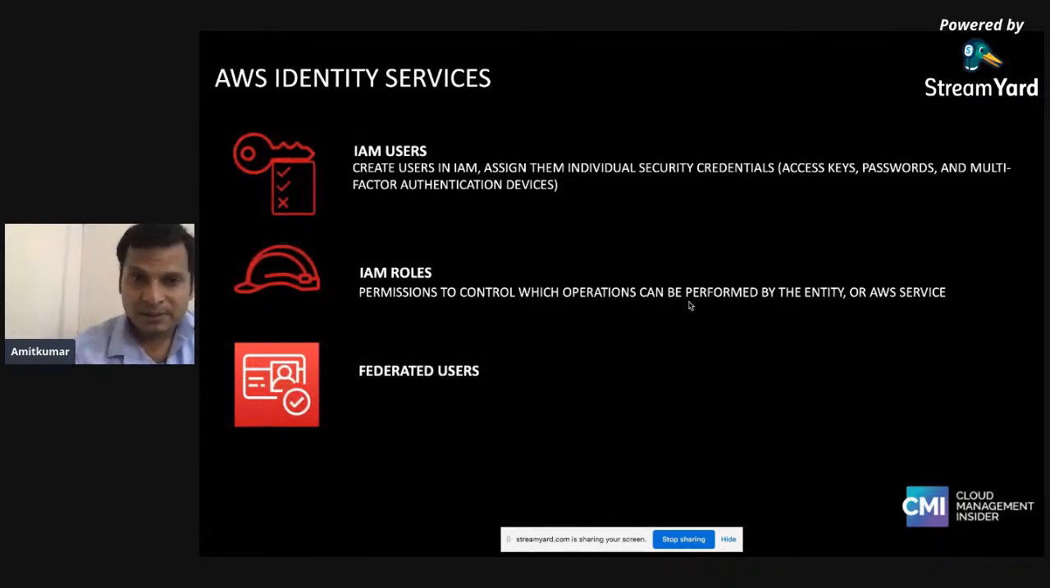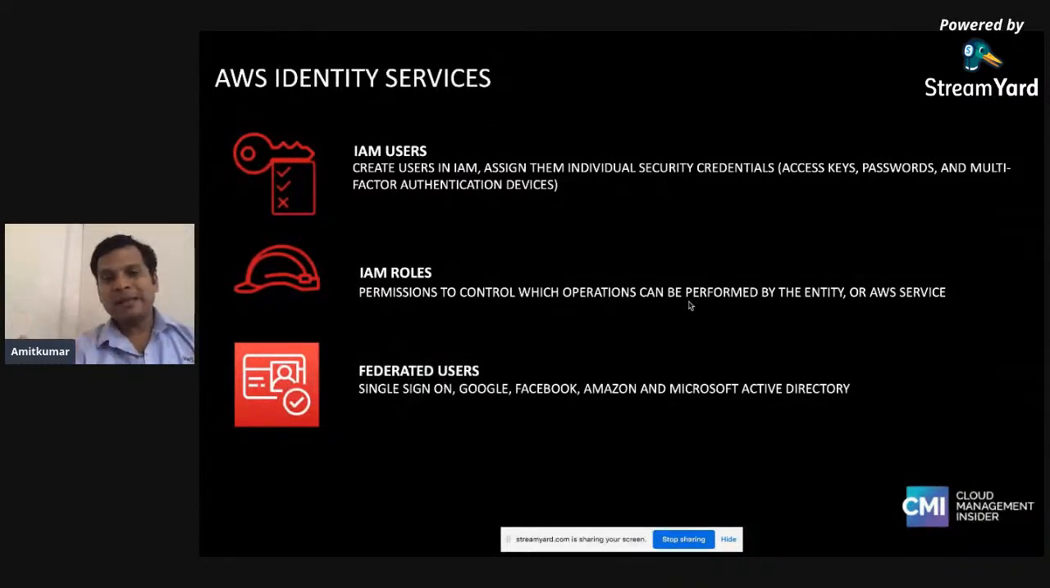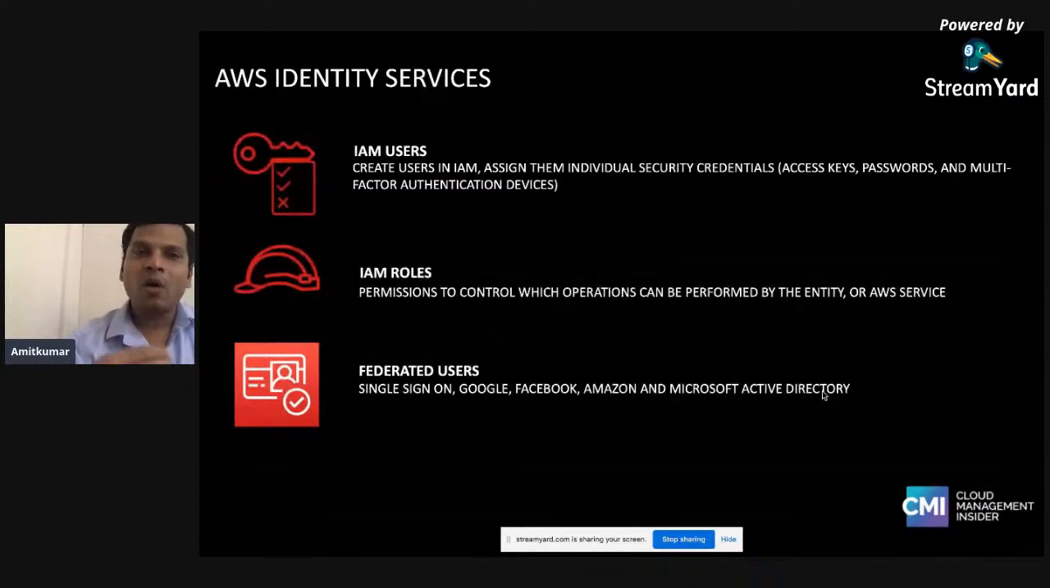Now there's one more service called federated users. So let's say you have built an application and you want your users, your visitors, to log in to your application using their existing Gmail account, or their Facebook account, or an Amazon account, or even an enterprise solution like Microsoft Active Directory. So AWS provides this federated user service wherein you can achieve single sign-on using an identity, a username or password, that you already own.